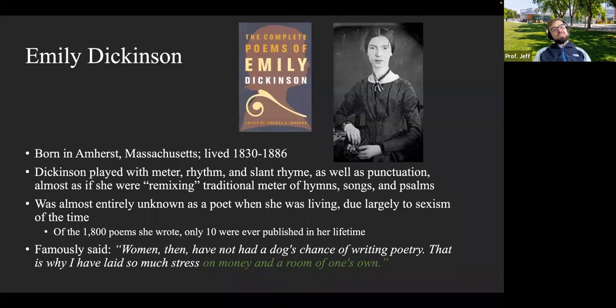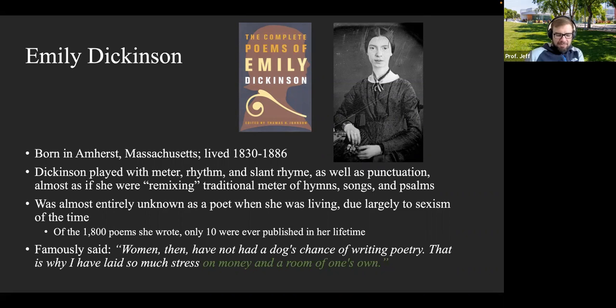So she liked to play around with different rhymes as well as punctuation, almost as if she were remixing or playing with some of the traditional meter that was a part of English poetry that came from religious hymns, songs, and psalms. Now, a psalm is a very specific type of poem, a poetic structure that comes from the Bible, right? Of course, the translation of the Bible into English has nothing to do with Aramaic or Greek or any of the other languages that the Bible was written in over time. But in the English language, this thing about the psalm is very important, right?